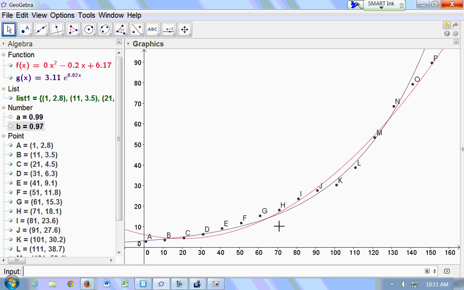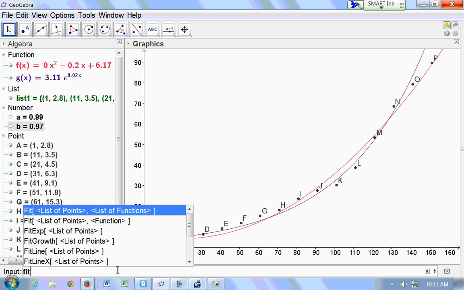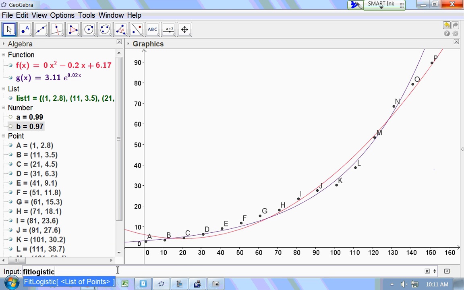Do you think we can get better than 0.99? Do you think there's a better function we could use? Logarithmic increases but bends down. Oh, I think you're thinking of maybe logistic. Logistic is good for population growth. Let's try that. Let's fit logistic. That's the one that's got the S shape. It starts out increasing but then bends down.